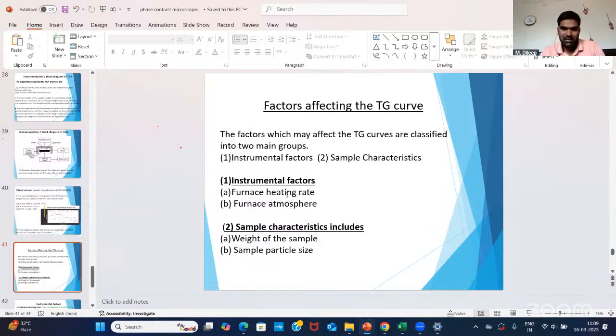Let us see what these instrumental factors and sample characteristics are. The instrumental factors which affect the TG curve are furnace heating rate and furnace atmosphere. The next one is sample characteristics, which include weight of the sample and sample particle size. So for the instrument, the furnace heating rate or furnace atmosphere may be a reason. For sample characteristics, the weight of the sample or the sample particle size may affect the TG curve.